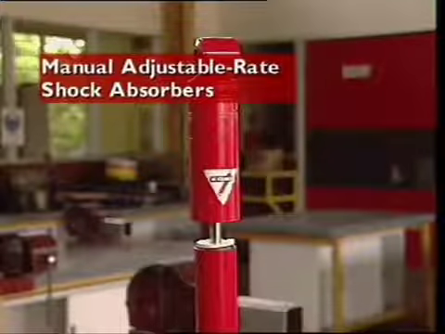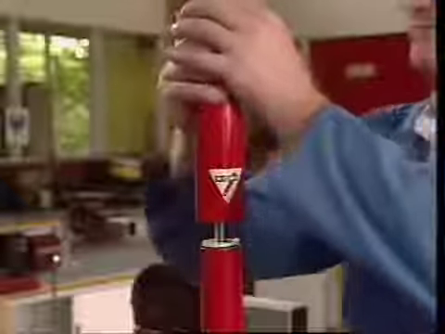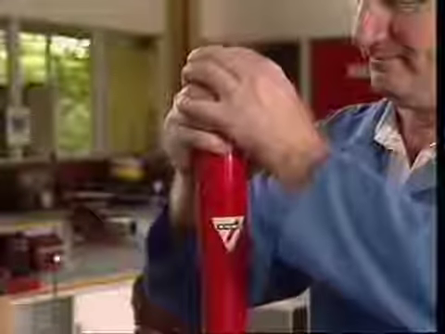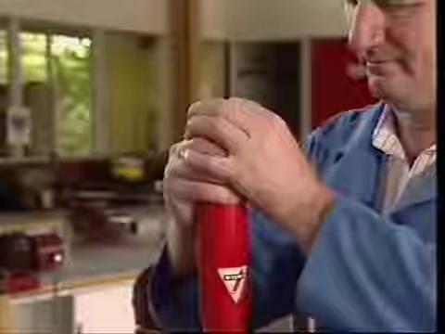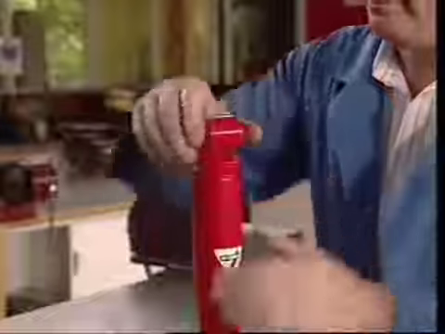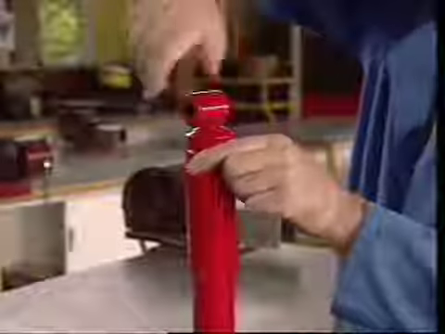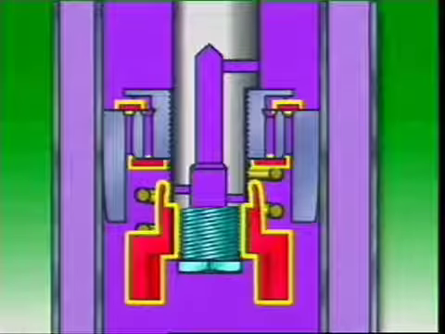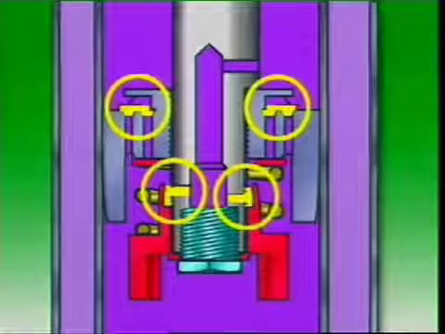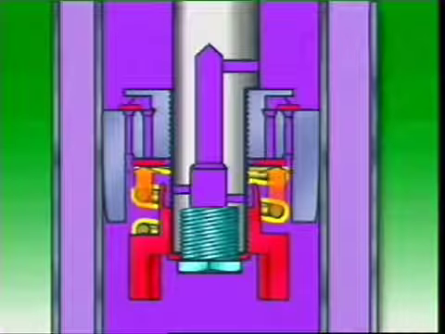This section examines manual adjustable rate shock absorbers. Adjustable rate shock absorbers provide a means of changing the rate of dampening of the spring oscillations to suit varying road conditions or driver preference. This shock absorber has a manual external damper rate adjustment. The position of the valves in the piston can then be changed to vary the number of restrictions the oil has to pass through and to vary the force needed to open the valves.